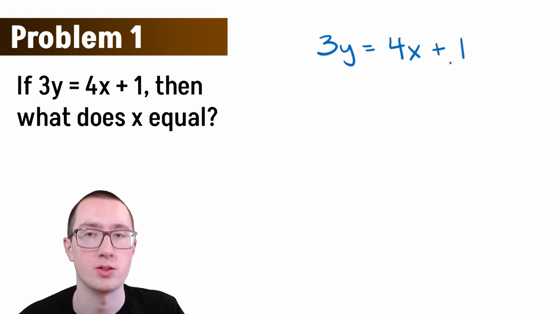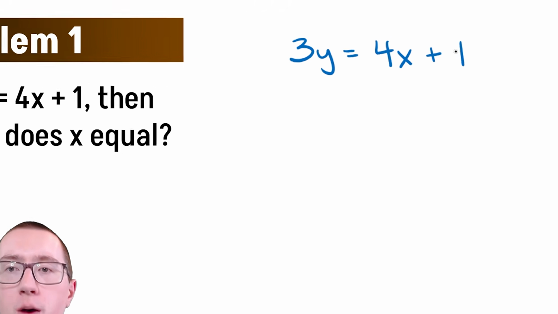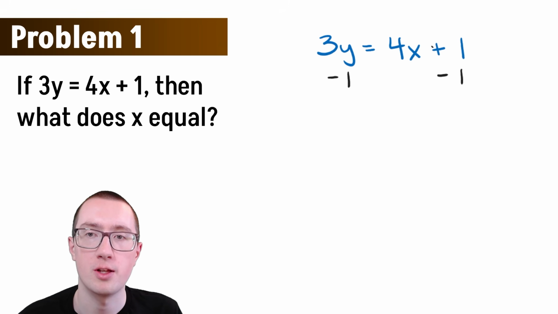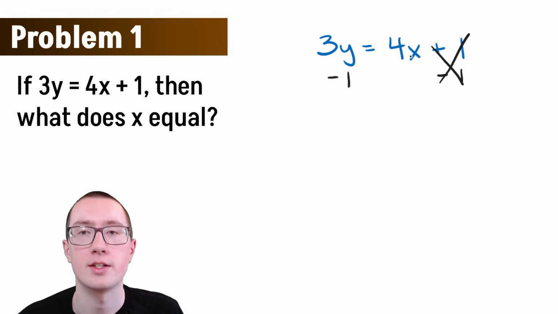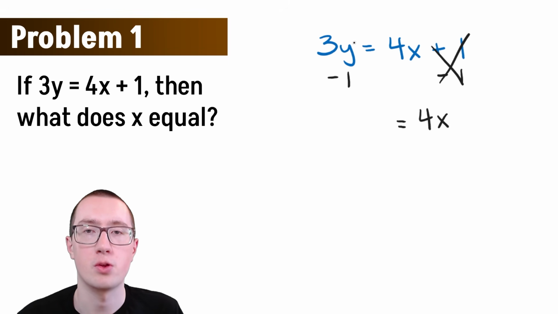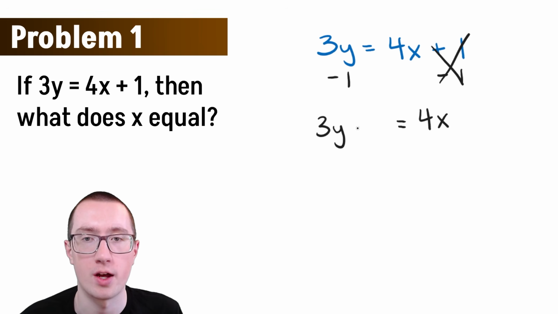So I'm going to get rid of the plus 1. And we have to do things to both sides of the equation. So I'm going to do the opposite of plus 1, which is minus 1 on both sides. So the plus 1 and minus 1 cancel out. On the right side, we just have 4x. And on the left side, we have 3y minus 1. Now, this has a letter and this doesn't, so we can't subtract these. They're not like terms. So we're just going to leave it as 3y minus 1.